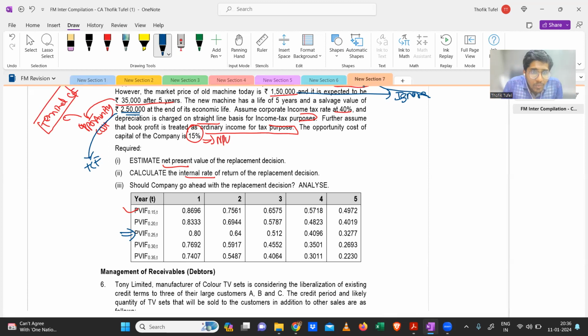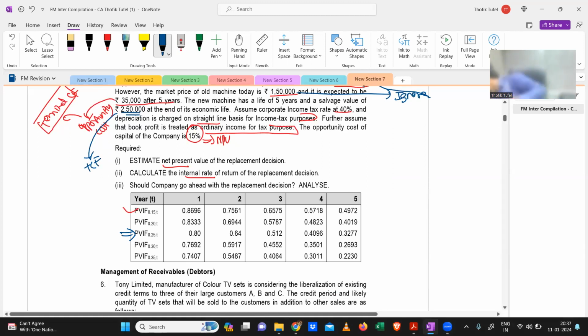Let me do 25 percentage first. I can do 20 percentage first, but if it is positive, again I will do 25 percentage, and again it will be positive, so I will do 30 percentage, which means this 20 percentage calculation will be a waste of time for me. So this is one trick for examination: whenever options are given for the rate, you have to take the middle rate so that you can save time.